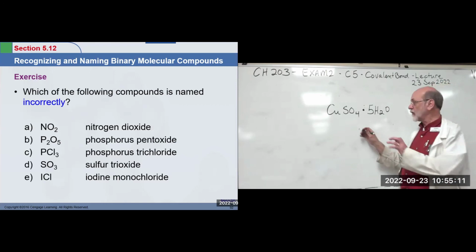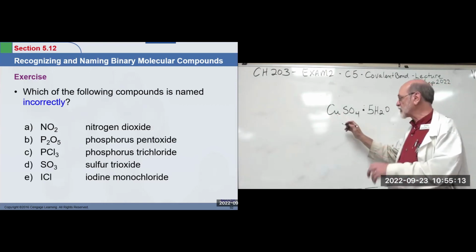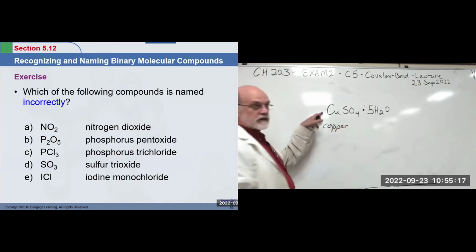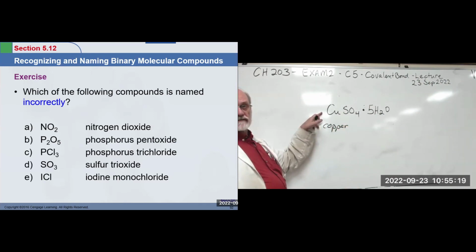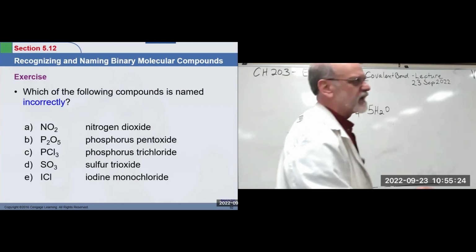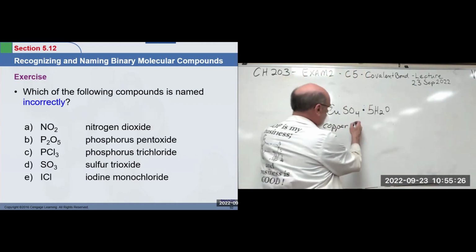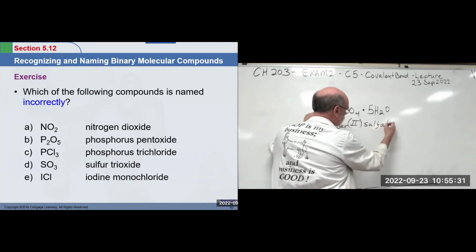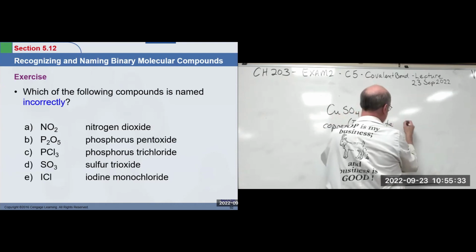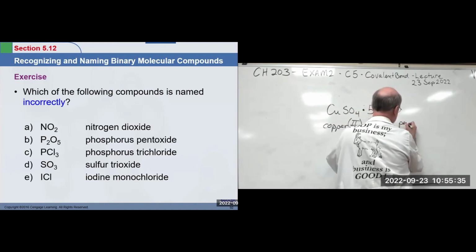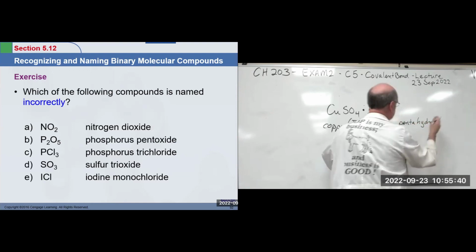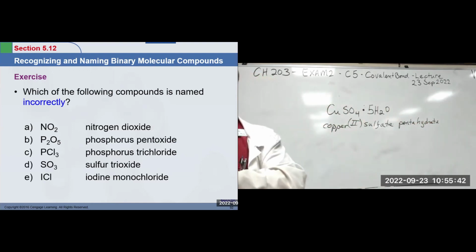So we call this copper 2, right? It's a transition metal, so we have to say it's not one of those that has just one charge, it has more than one charge. Copper 2 sulfate, and then we just say how many waters. Pentahydrate. That's how you name that type of compound.